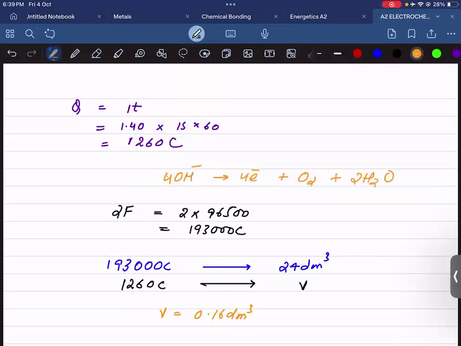So what would be different? You would be multiplying this Faraday by 4, not 2. Everything would remain the same except this. That's it. It's very simple. Hopefully you got it. Okay, done.